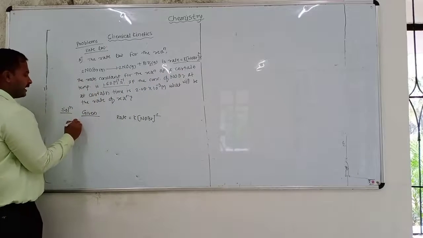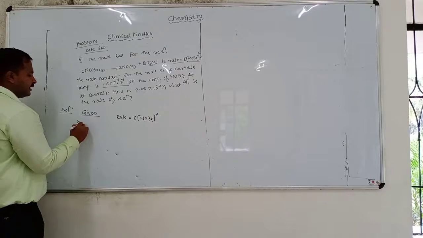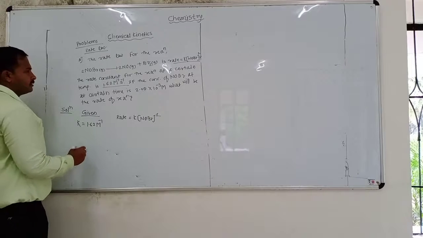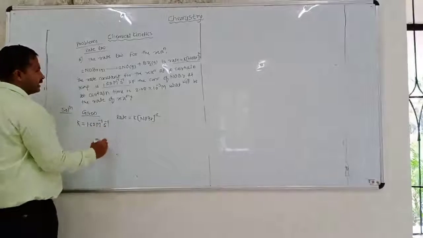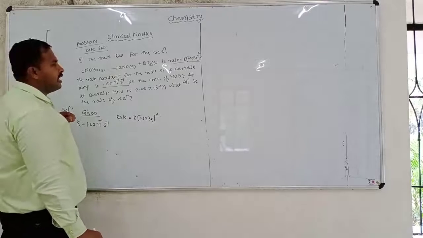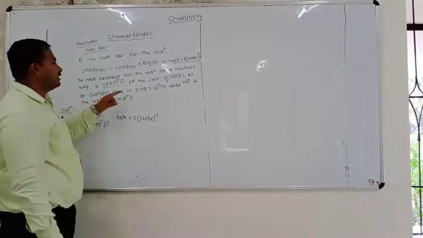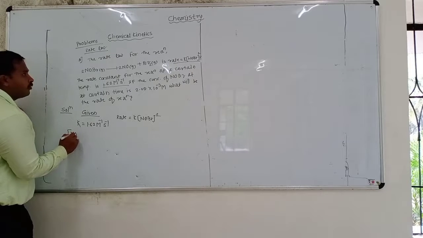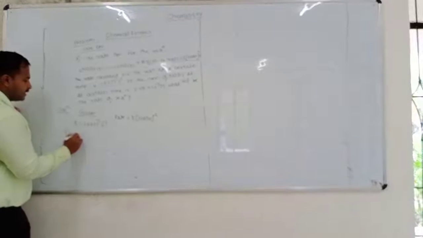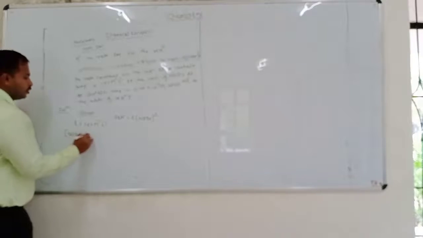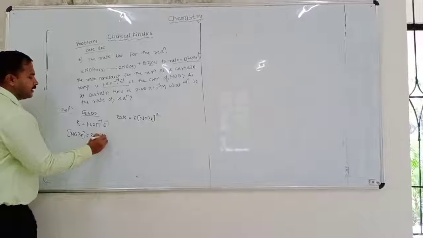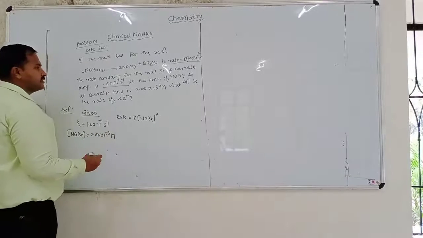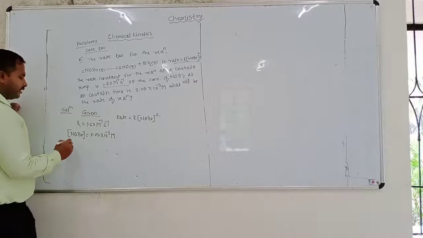That means the rate constant K is given as 1.62 mole per mole per second. If the concentration of NOBr at a certain time is 2.00 into 10 raised to minus 3, molar means mole per litre, so what will be the rate of reaction?